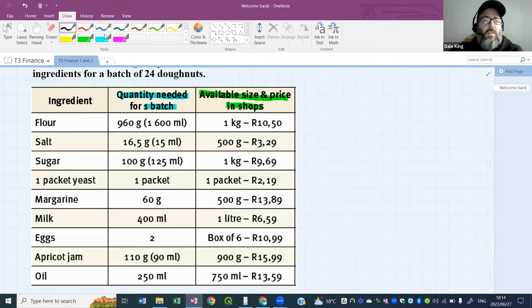Now, what does that mean? You have to pay more than you really should. Well, how much is this 960 grams going to cost you? Who can tell me how we are going to work out, if 1 kg costs 10 rand 50, how much 960 grams of flour will cost? Who's got a method for me? What can I do, ladies and gentlemen, to work out how much flour, rand value, I need for this batch? 1 kg.